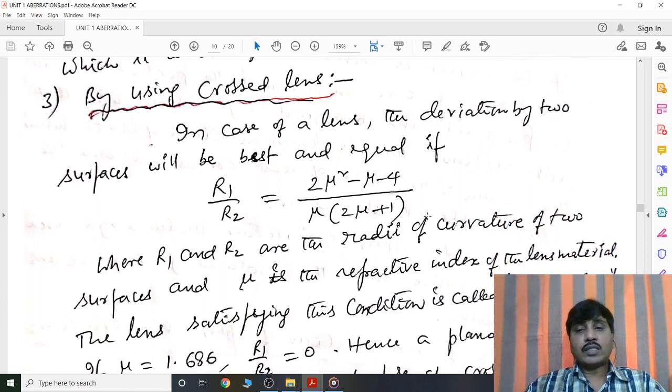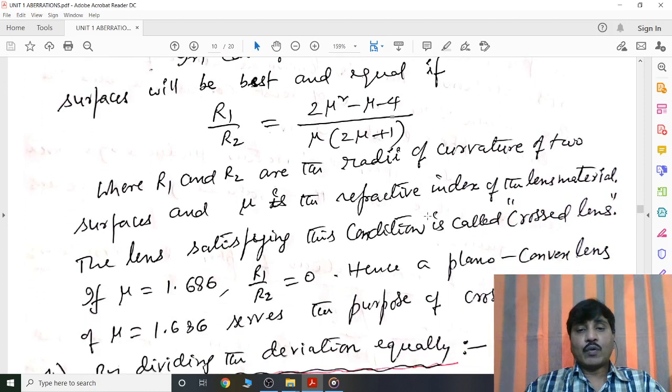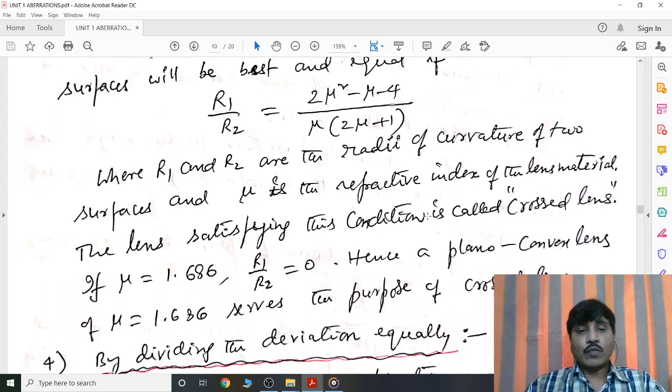In case of a lens, the deviation produced by two surfaces will be best and equal if R1 by R2 is equal to 2 mu square minus mu minus 4 by mu into 2 mu plus 1, where R1 and R2 are the radii of curvatures of the two surfaces of the lens. Mu is the refractive index of the lens material. The lens satisfying this condition is known as cross lens.